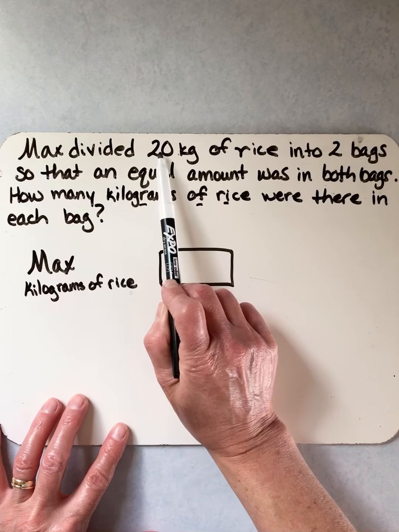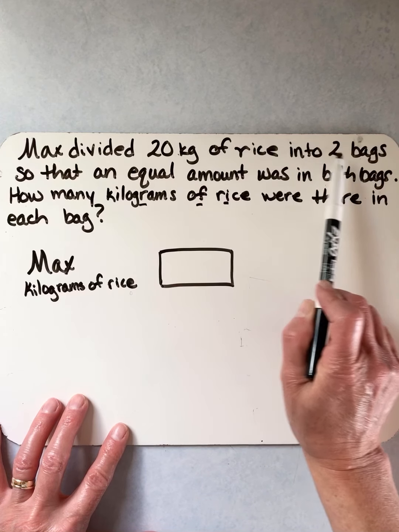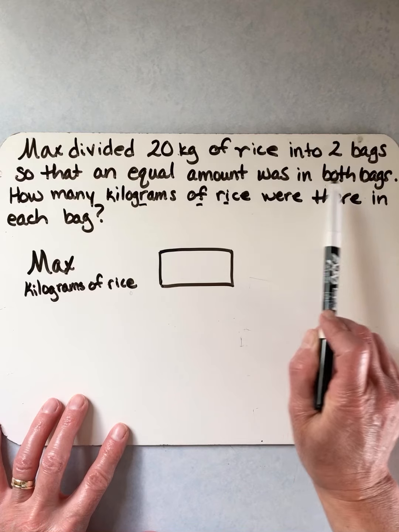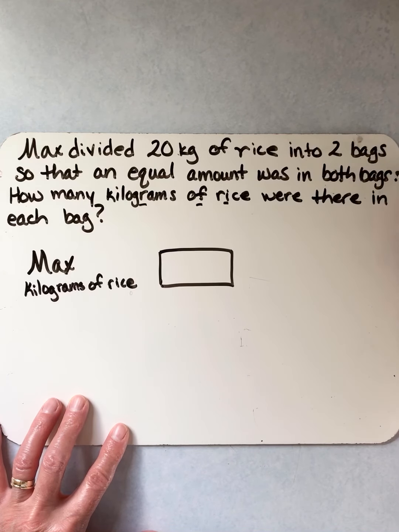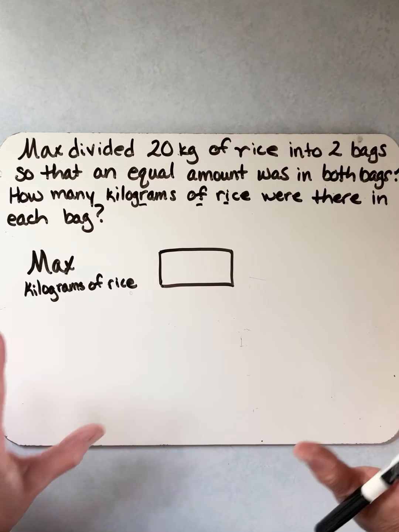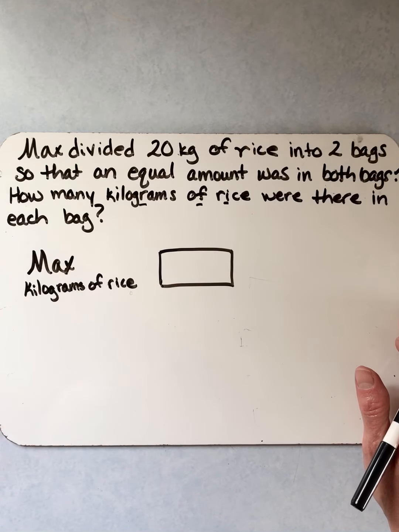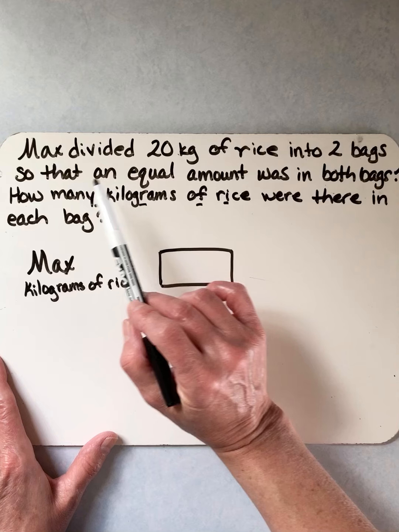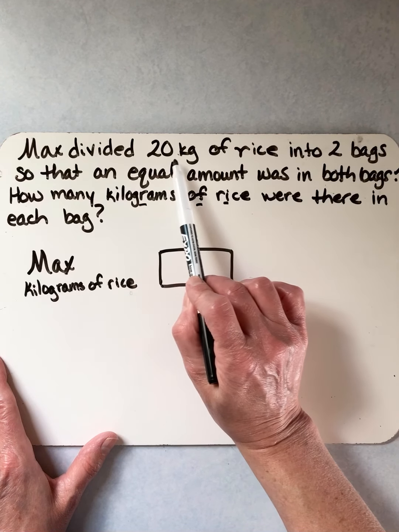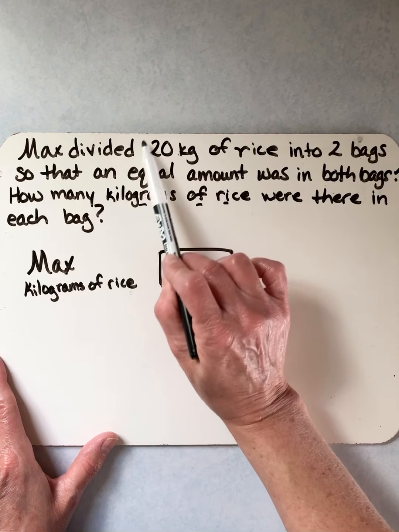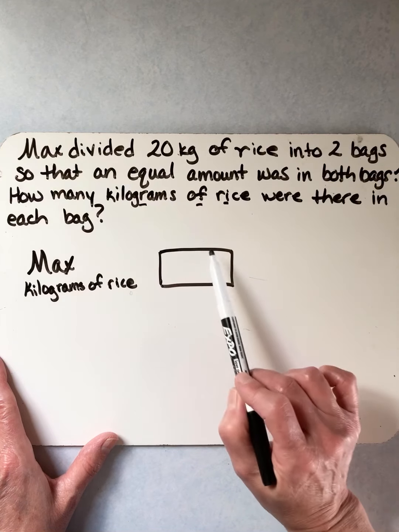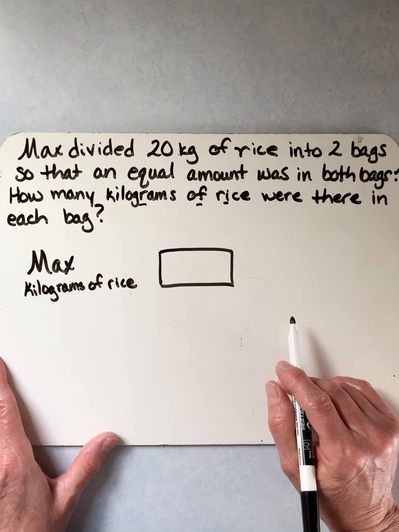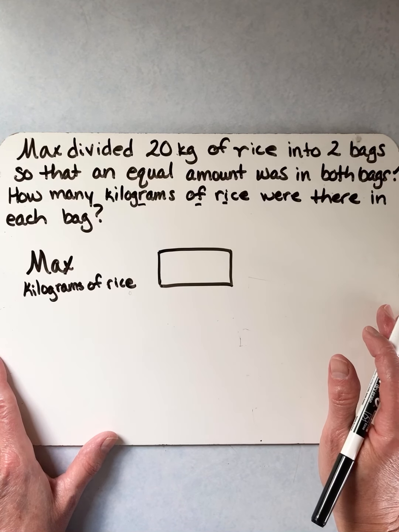Max divided 20 kilograms of rice into 2 bags so that an equal amount was in both bags. Stop right there. We've got a period that tells us that's the end of our sentence. Now there's a lot of information in this sentence, so let's just deal with a little bit of it at a time. The first part says he had 20 kilograms of rice. So how are we going to show that on the unit bar? That was the whole amount of rice that Max has.